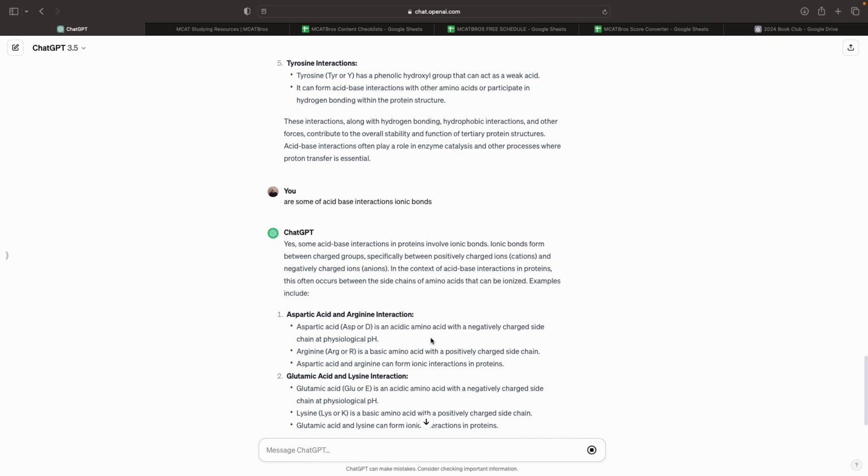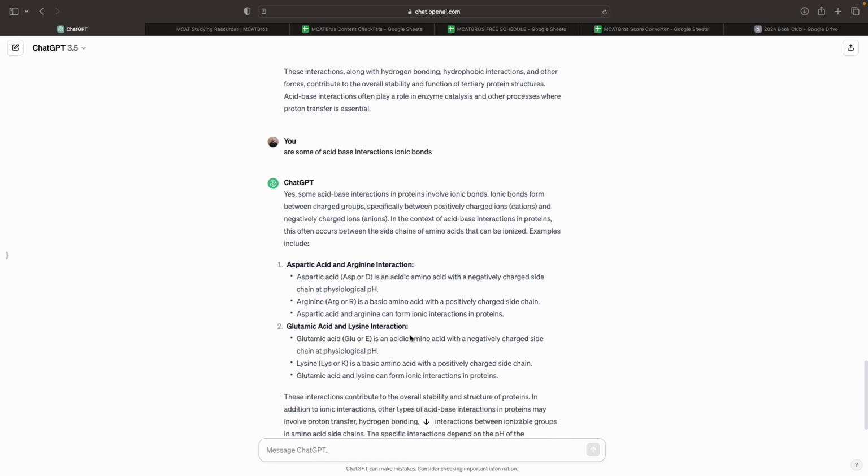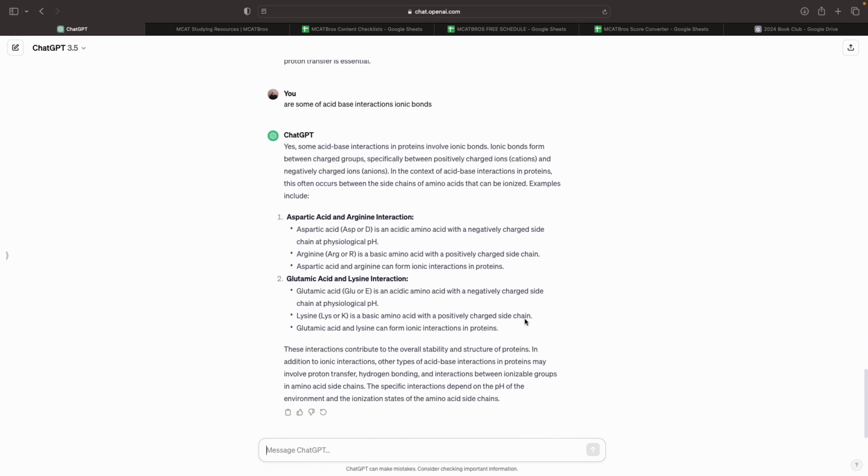So aspartate has a negatively charged side chain at physiological pH. Arginine is a basic amino acid with a positively charged side chain. Aspartic acid and arginine can form ionic interactions in proteins. Glutamic acid is negatively charged, lysine is positively charged. Glutamic acid and lysine can form ionic interactions. These interactions contribute to the overall stability and structure of proteins.